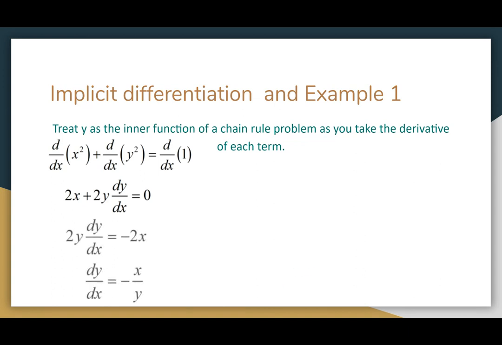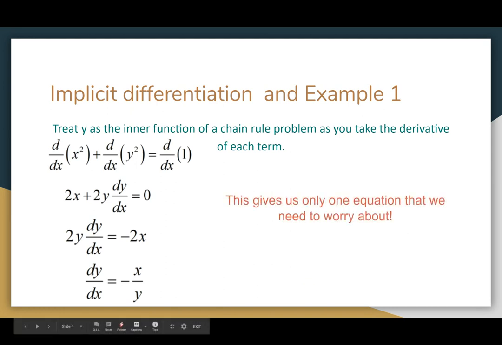Next up, I can then subtract 2x from both sides and then divide both sides by 2y. And I can say that the derivative of any point on the unit circle is just going to be negative x over y, as opposed to picking and choosing and saying, which equation am I supposed to be using? That does come in handy and makes our life a little bit easier. We only have one equation that we really need to worry about. So it's a plus. When we can't isolate y, we can do implicit differentiation.